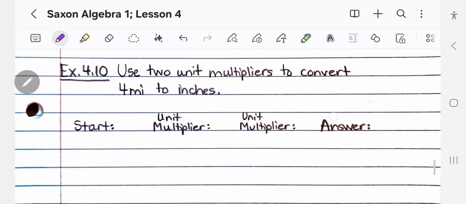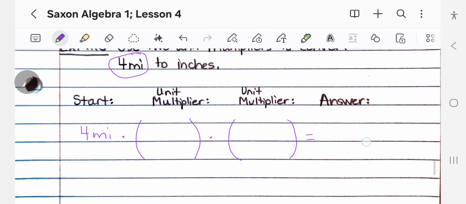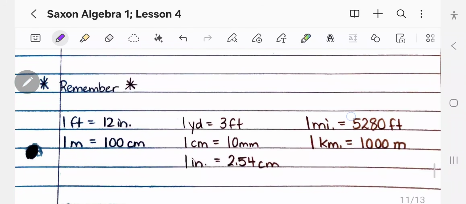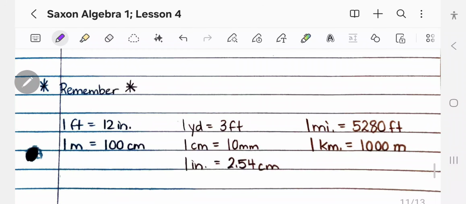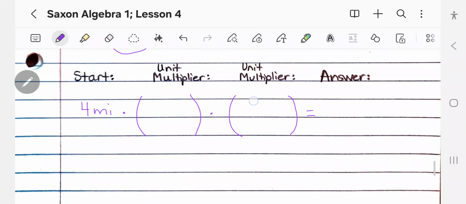All right, last one, example 4-10. Use 2 unit multipliers to convert 4 miles to inches. So I'm going to start with my 4 miles. I'm going to need to find a unit multiplier and then another unit multiplier, and that'll lead us to our answer. So what do we know here? Okay, 4 miles to inches. Well, we have a little chart, I believe. Miles to inches. Do you see anything here that tells us about miles? Here we go. We know that 1 mile is 5,280 feet.